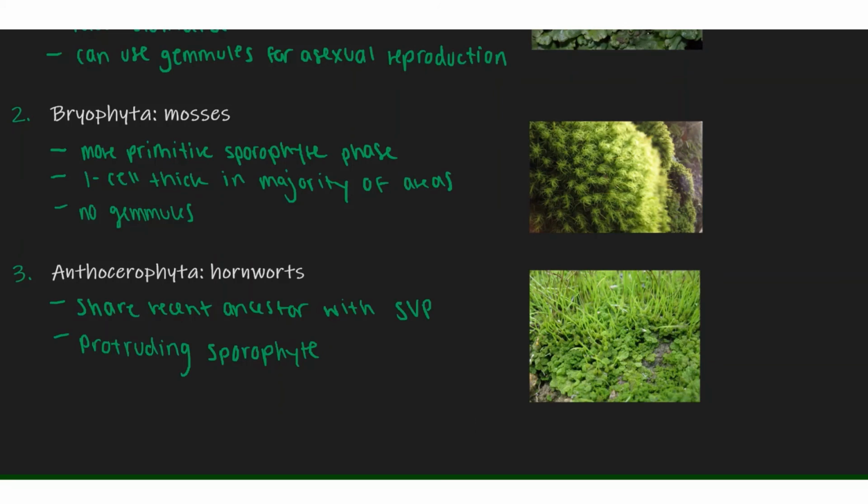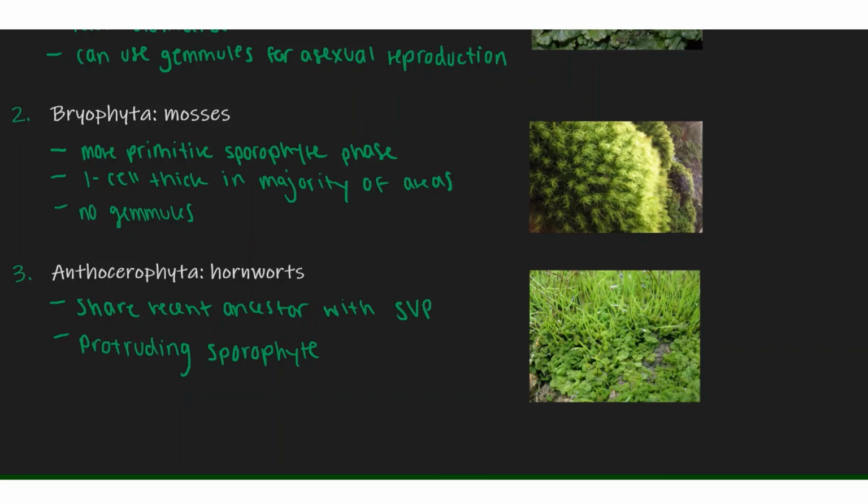Next, we have the mosses, also known scientifically as Bryophyta. They have a more primitive sporophyte phase in comparison to the liverworts. They're about 1 cell thick in a majority of the areas, and they also have no gemmules for asexual reproduction. Instead, they just use fragmentation for asexual reproduction.